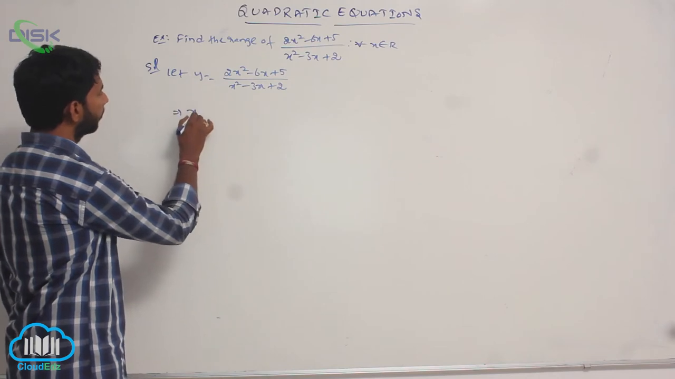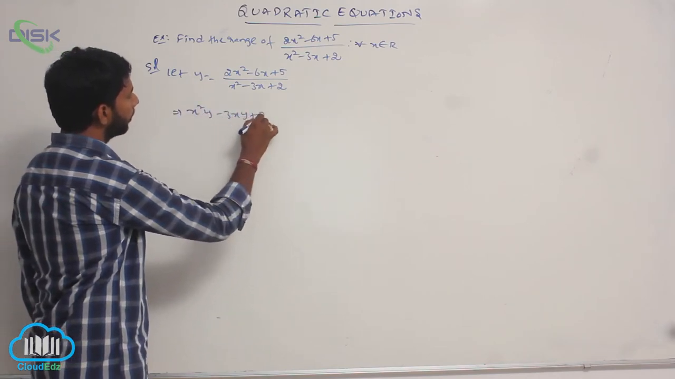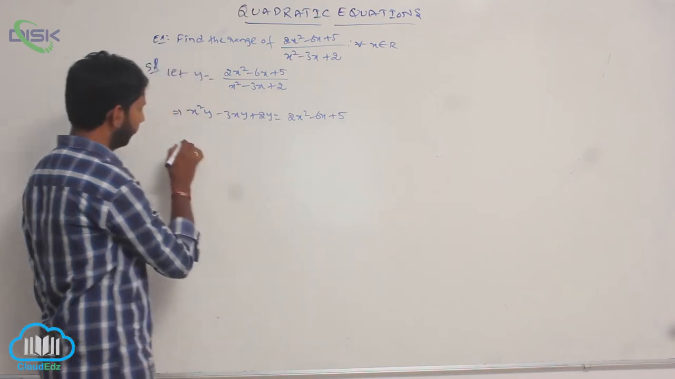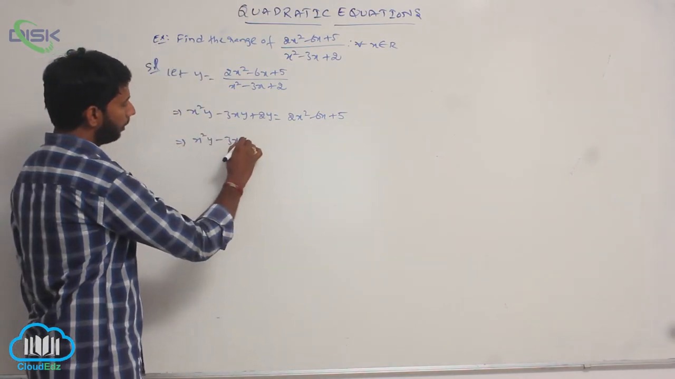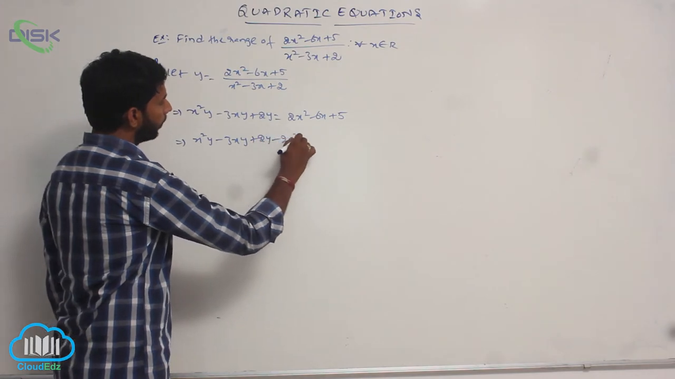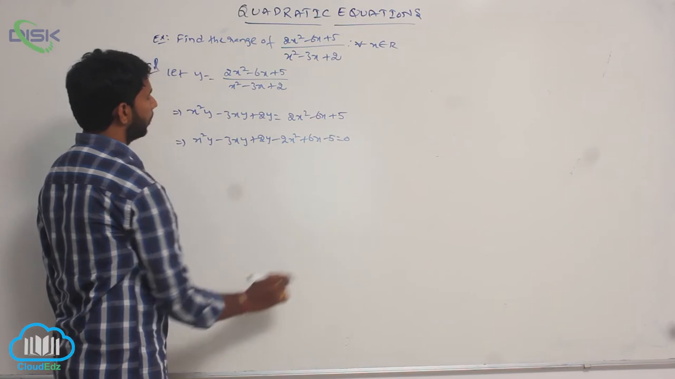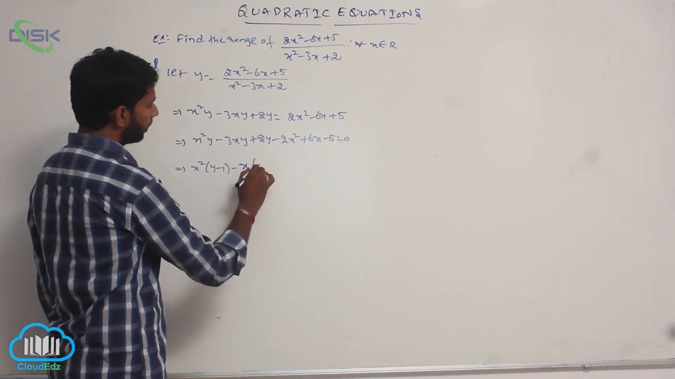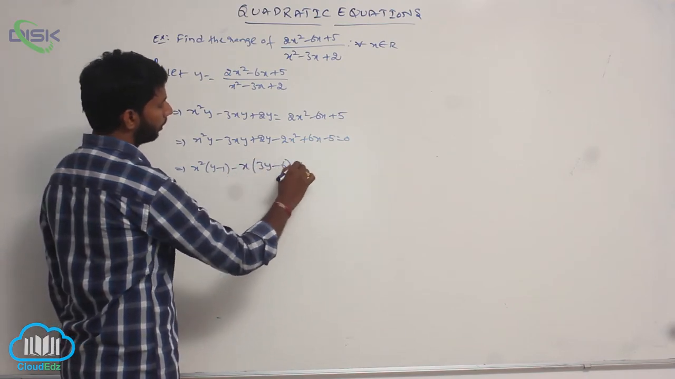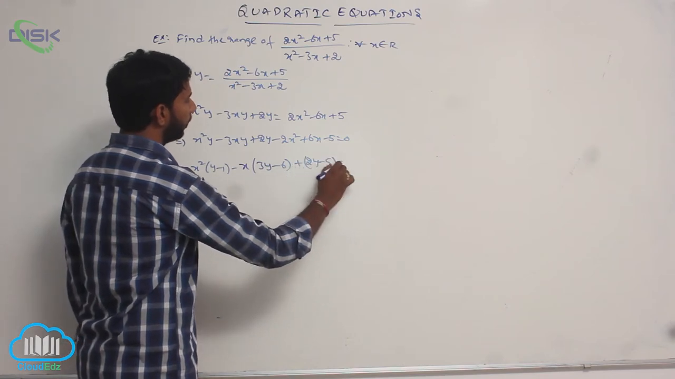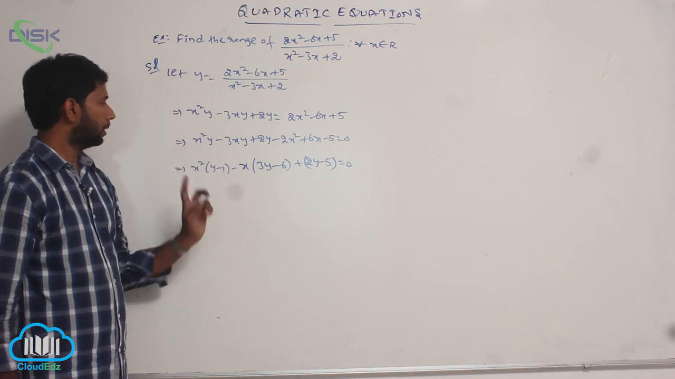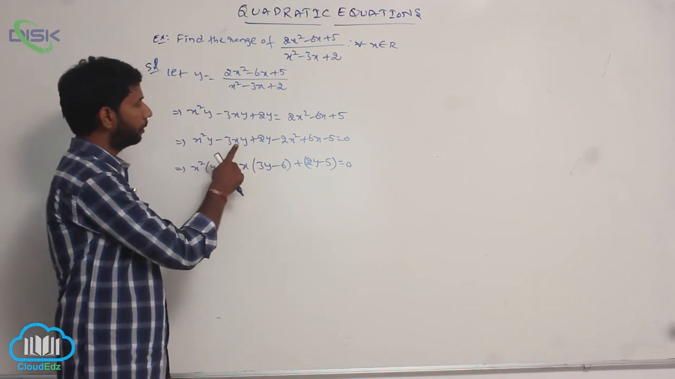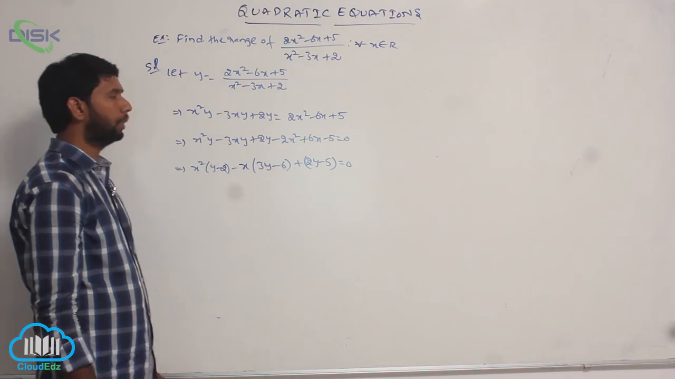Cross multiply the terms, that is x²y - 3xy + 2y = 2x² - 6x + 5, so x²y - 3xy + 2y - 2x² + 6x - 5 = 0. Here x² is common, that is x²(y - 2), and here minus x(3y - 6) plus 2y - 5 equal to 0.